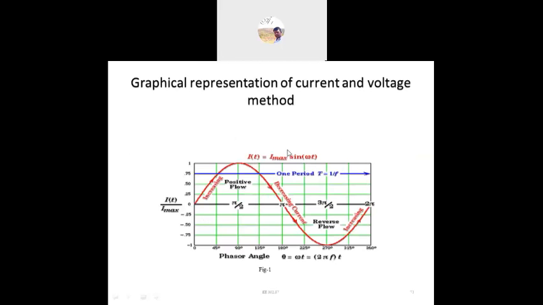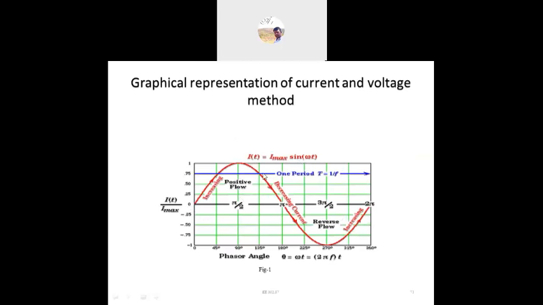Okay, so in the graphical representation, we can say i is equal to Im maximum. Im is the maximum current at sin omega t. Here the values run from 0 to 2π, and at π/2 and 3π/2 the angle reaches the positive and negative peaks. So here it will have the maximum value. So let's check, i of t is the maximum value.